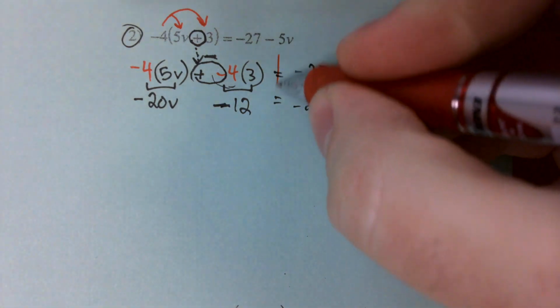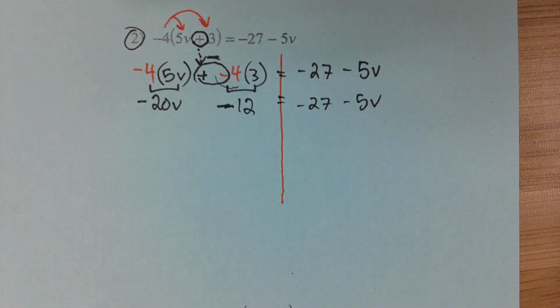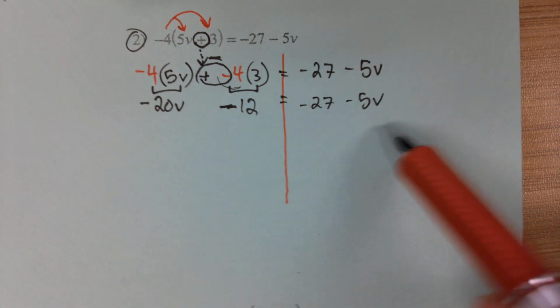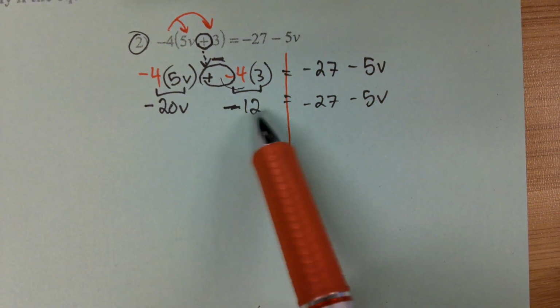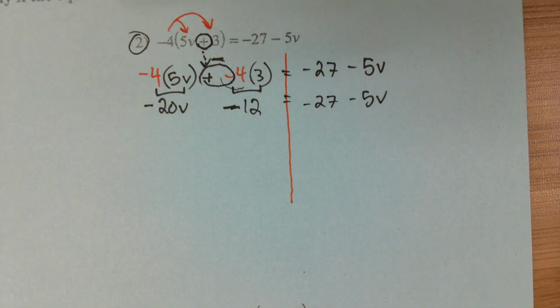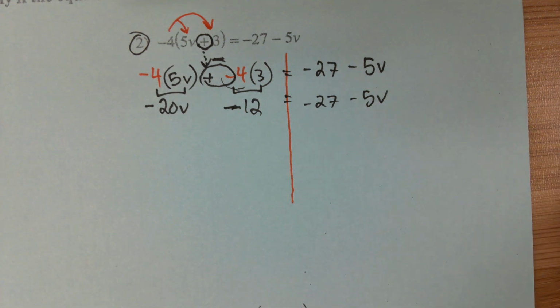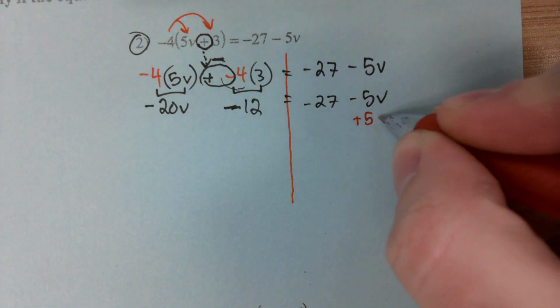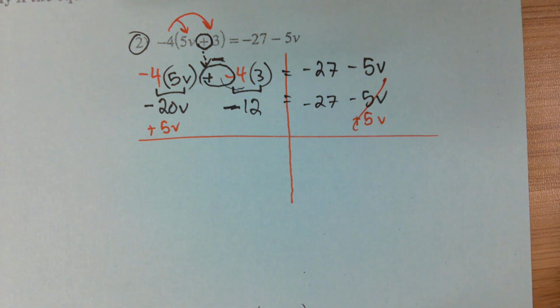Now that we've distributed, we're going to make sure there's no like terms to combine. Is there any like terms we can combine here on the same side? Definitely not, because we have a variable term and a constant term. Then we have a constant term and a variable term. So there are different types of terms on both sides. So we're just going to start by bringing over our variable term. We'll add 5v to both sides. They cancel out on the right.